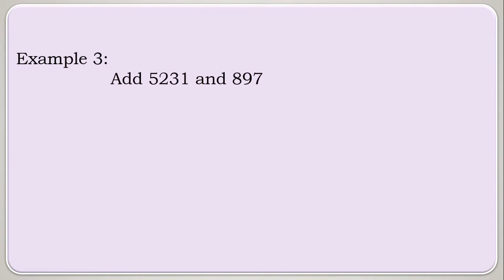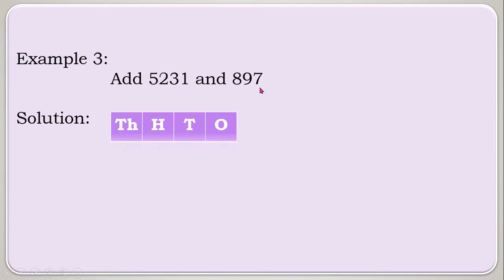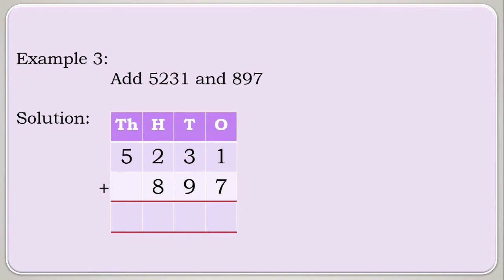Example number 3. Add 5231 and 897. In this example, we notice that one of the given numbers is a 4-digit number, the other number is a 3-digit number. While writing down these numbers in the place values table, we should be careful and we should write the digits according to their place values.